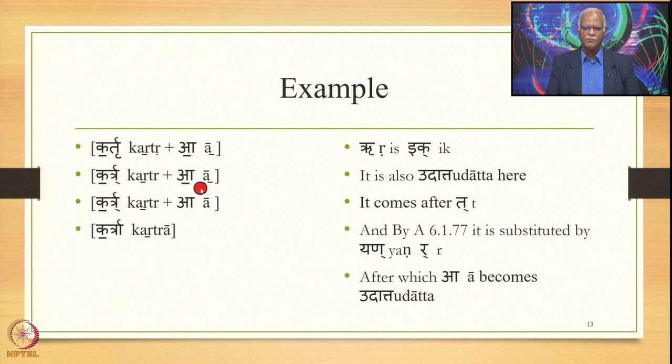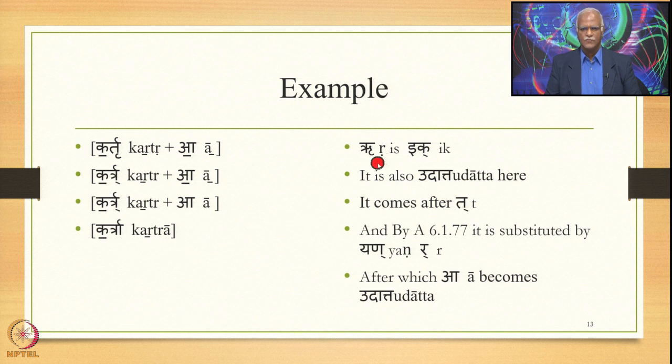Now 6.1.174 applies and says that this a is to be substituted by an udatta a. This is unmarked and this is an udatta a. And so we join this together and we get the form kartra, where a is udatta. A, even when stated as anudatta by default, by anudatta usuppitau, because of 6.1.174, where yan sandhi comes into play as a condition, this a becomes udatta. So we get kartra with final udatta, kartre also final udatta, kartroho, kartroho, final vowel being udatta.